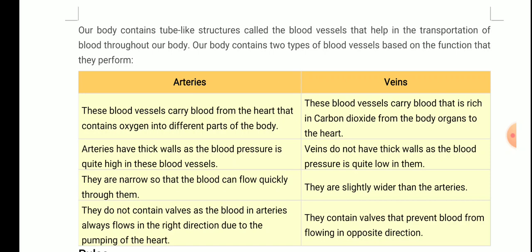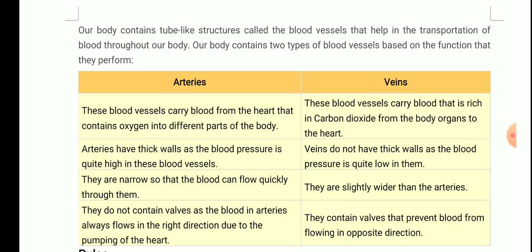The first one: these blood vessels carry blood from the heart that contains oxygen into different parts of the body, and veins, these blood vessels carry blood that is rich in carbon dioxide from the body organs to the heart. Second, arteries have thick walls as the blood pressure is quite high in these blood vessels, because directly the heart is pumping the blood into the arteries.